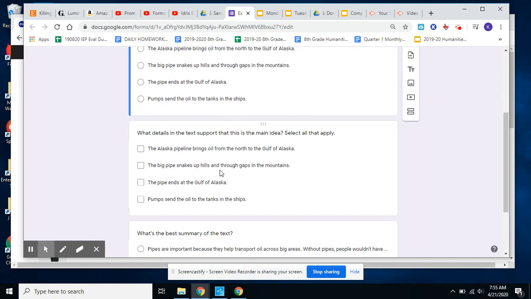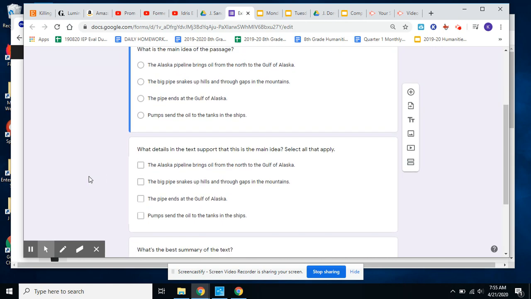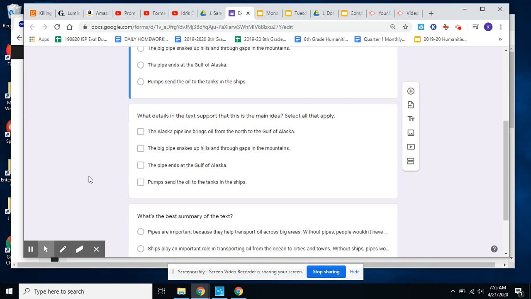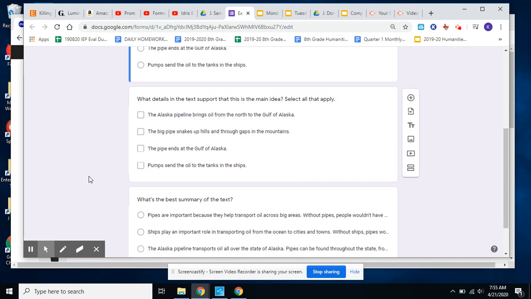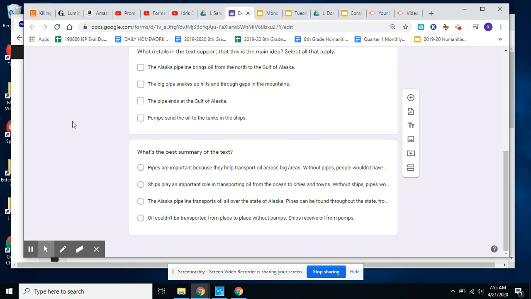Looks like this. So, question 1 is, what is the main idea of the passage? Question 2 is, what details in the text support that this is the main idea? Select all that apply. So there's more than one correct answer to this question from the text. And the last question is, what's the best summary of the text? So which one best captures what the text is about?